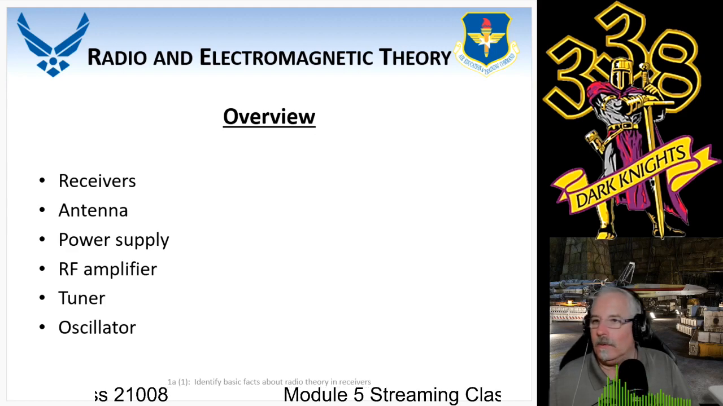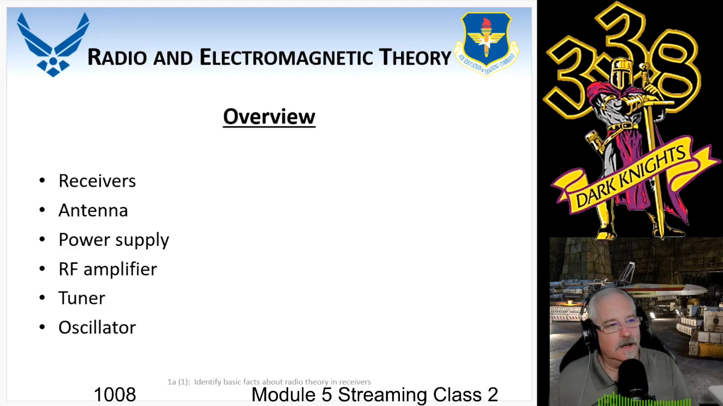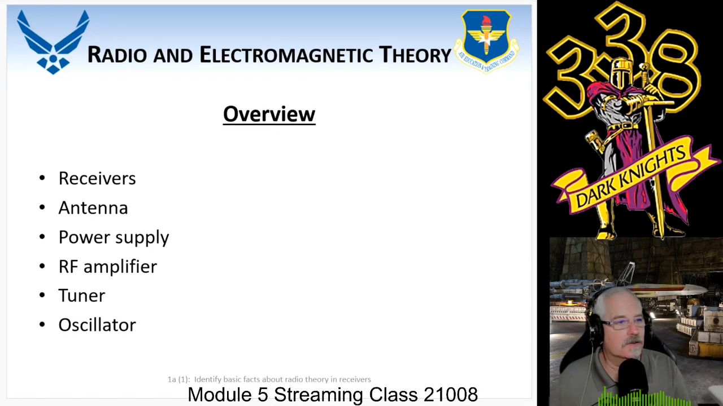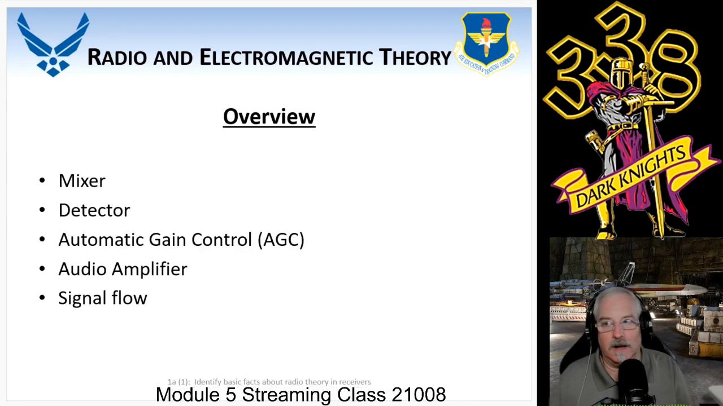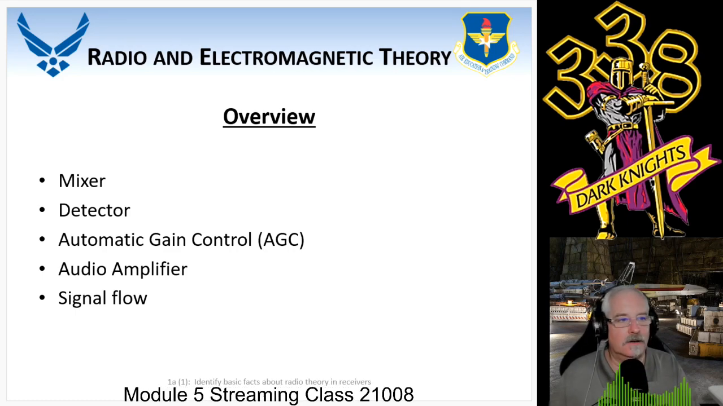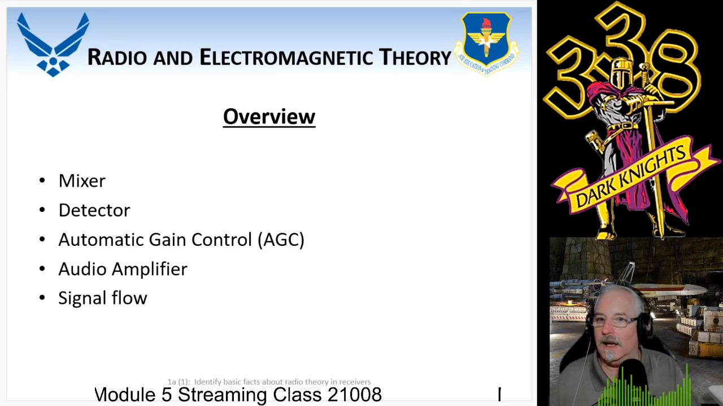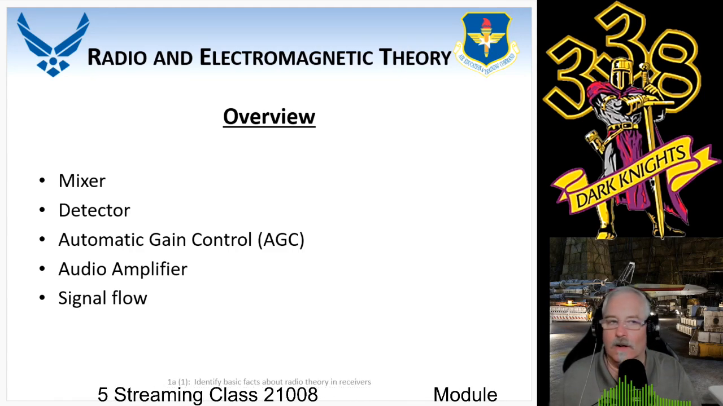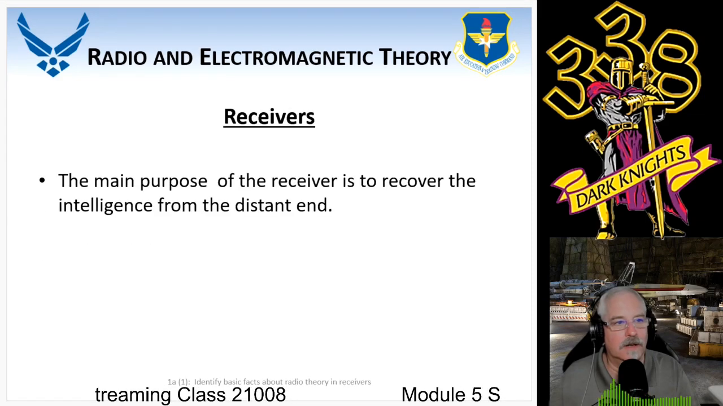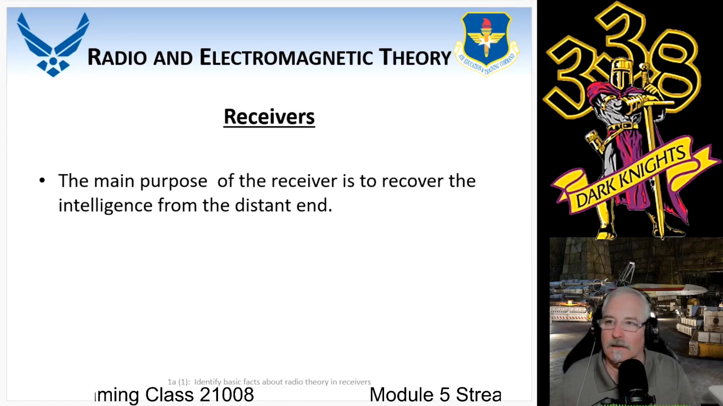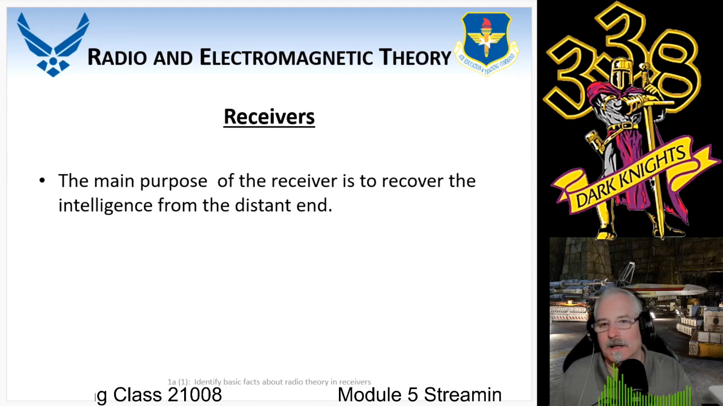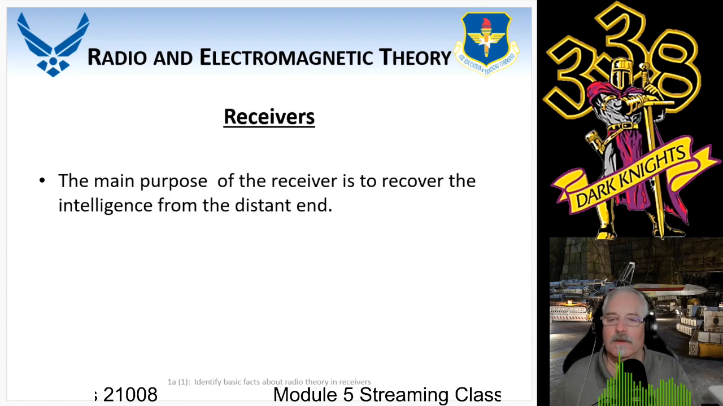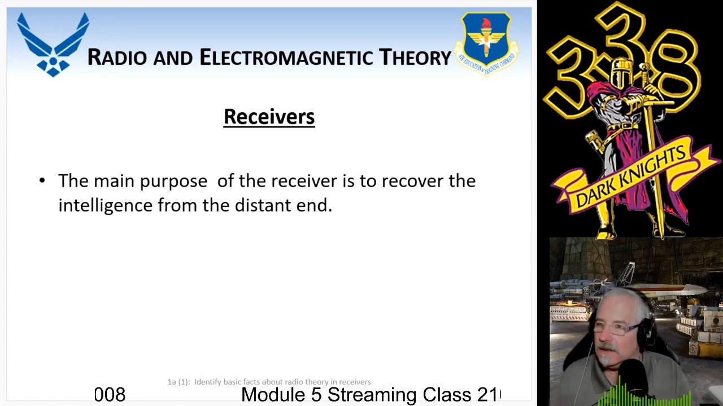The overview, we're going to be looking at receivers in general, antennas, going through power supply, the RF amplifier, tuner, oscillator, mixer as opposed to modulator, detector, AGC, a little bit different than your other control circuits, audio amplifier, and signal flow on top of that. So let's go through each one of these. What the heck is a receiver? Well, if you transmitted it, you now need to recover it.